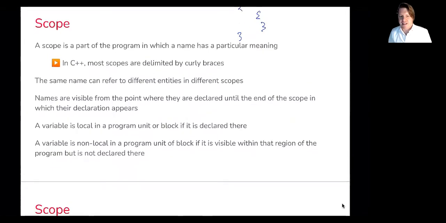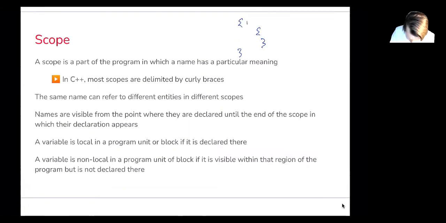What we're going to see here is that the same name can refer to different entities in different scopes. So you could have something like int i = 7. Then within this scope, int i = 8. We'll get into that a bit more here in a second. But one of the key takeaways is that the names are going to be visible from the point where they are declared until the end of the scope in which their declaration appears. So here, this i is going to be only visible within this inner scope here.